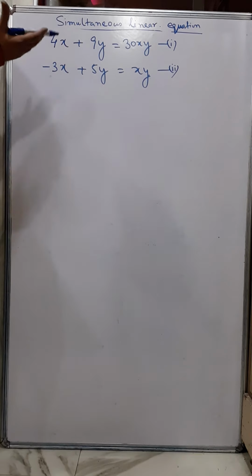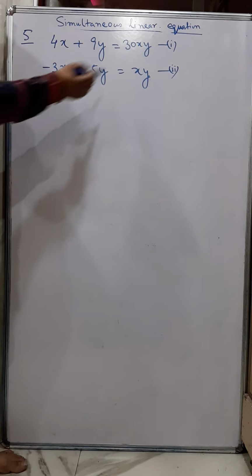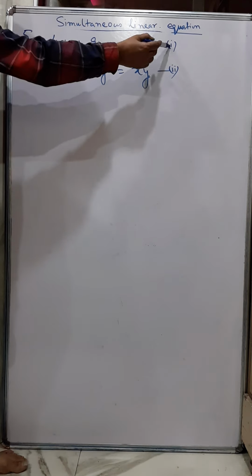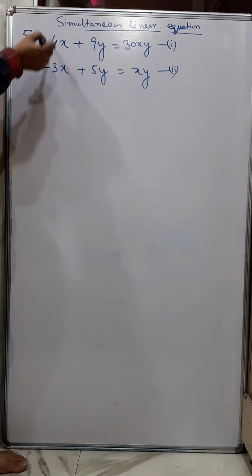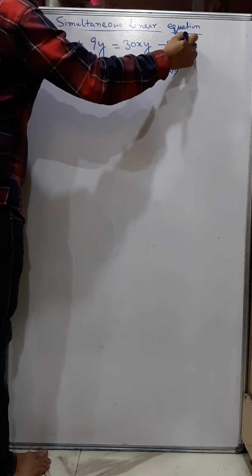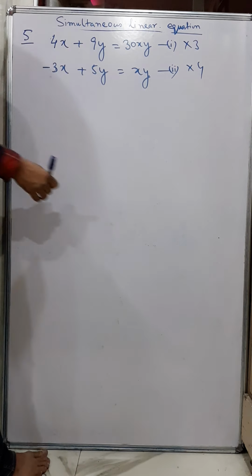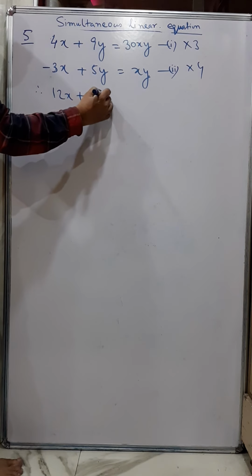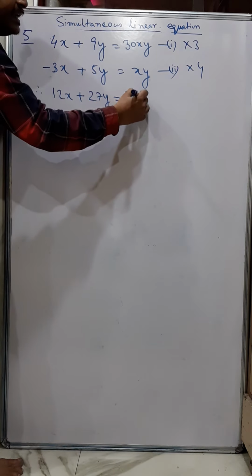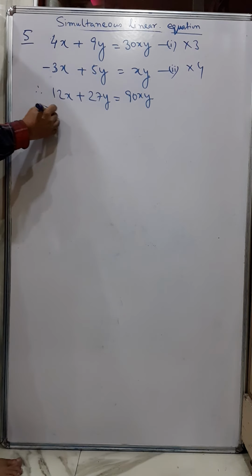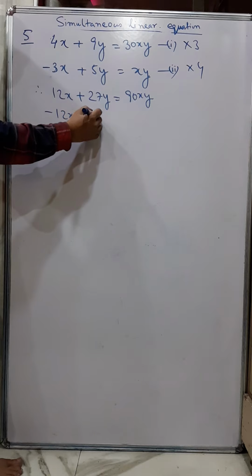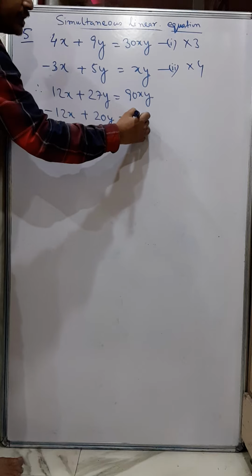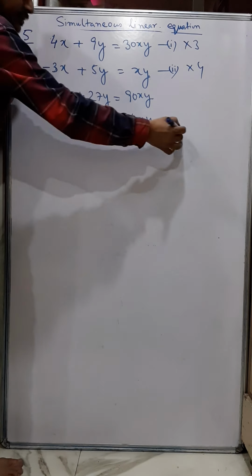Now if you see this, it is some normal method, okay, so don't get confused by this x, y and y and x. You do it in a normal method, you will get it. Here you can see it is the first equation, second equation. So let us make the x coefficients equal. So I can multiply this one with 3 and this one with 4. So first equation, what I get, 12x plus 27y is equal to 90xy. And next one we get minus 12x plus 20y equals 4xy.